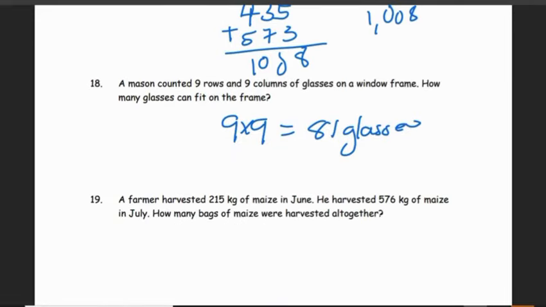Let's check the next question. A farmer harvested 215 kilograms of maize in June. He harvested 576 kilograms of maize in July. How many bags of maize were harvested all together?